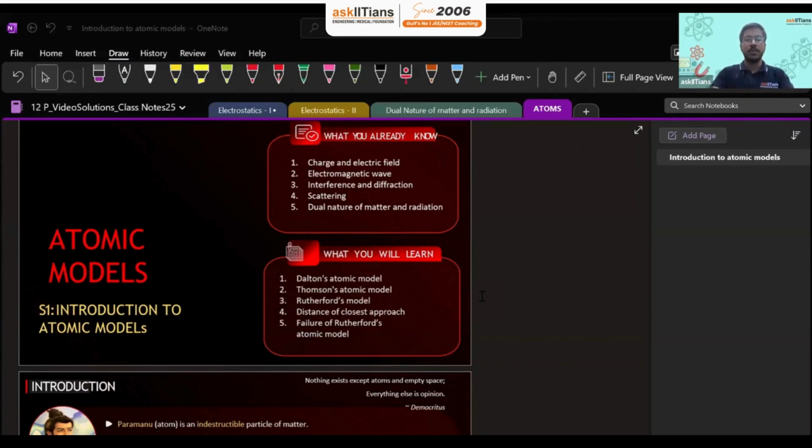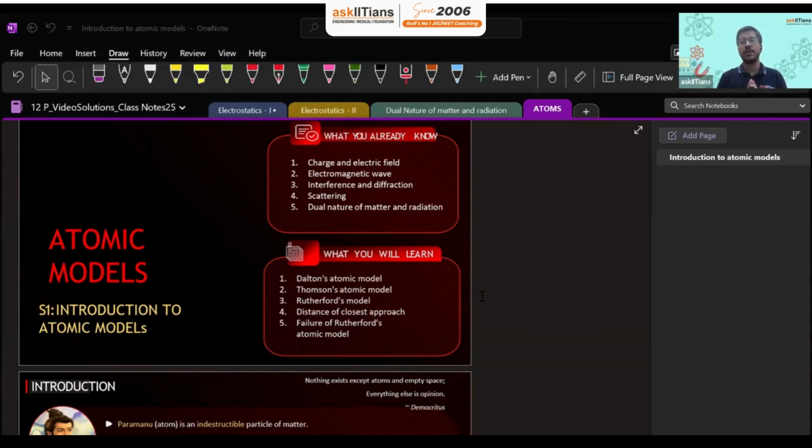We have already talked about the dual nature of matter. We have understood what interference and diffraction are, and how the wave theory is able to explain them. We have also seen how matter and radiation have a dual nature, that is, the particle nature and the wave nature. In this session, we will go through several atomic models which led to the foundation of a proper understanding of what atoms are and what they consist of.